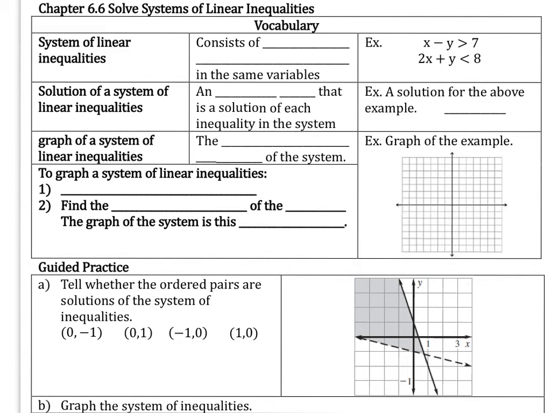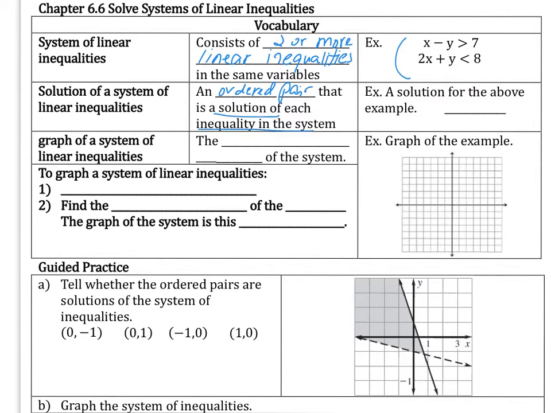6.6. Solve systems of linear inequalities. A system of linear inequalities consists of two or more linear inequalities in the same variables, which we have here. A solution of a system of linear inequalities just means an ordered pair that is a solution of each inequality in the system.